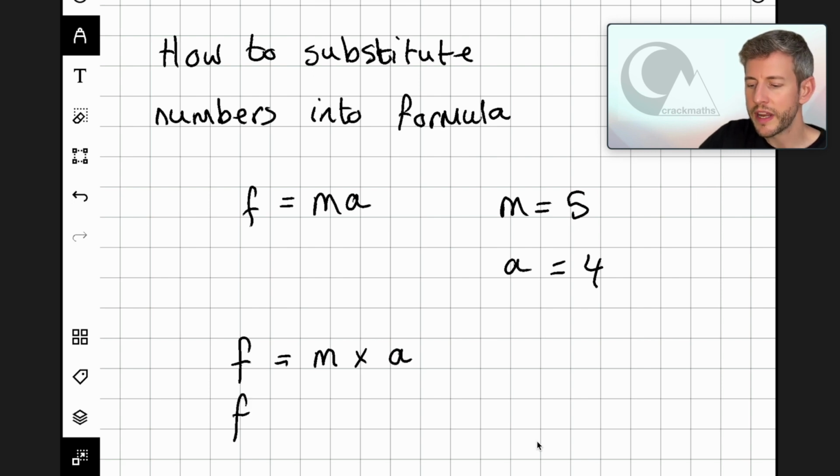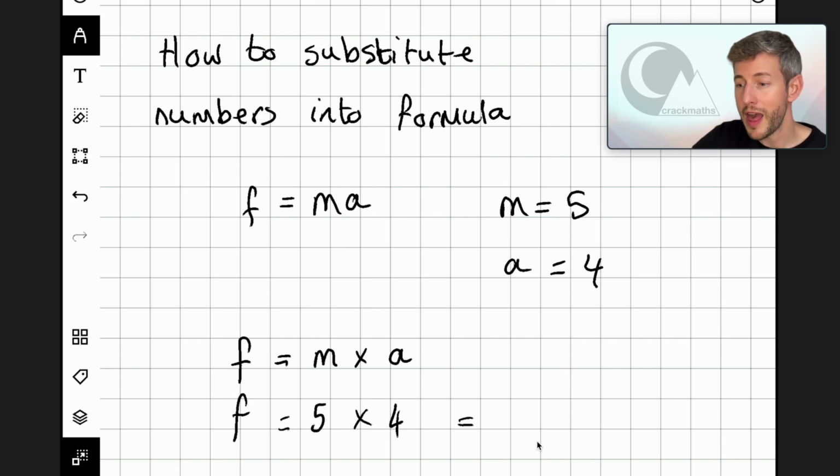So we can now replace these letters with their numbers. So if we know that M is 5, we can do F equals 5 times A. So we know that A is 4. So here we go. So if we have F equals M times A, we know that F equals 5 times 4, so F is going to be 20.